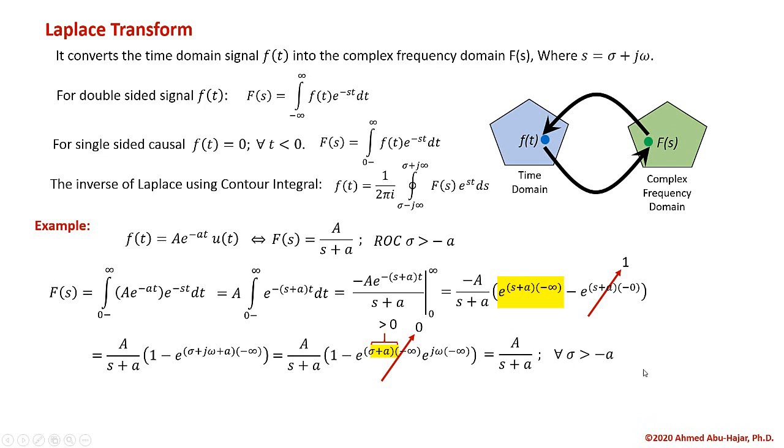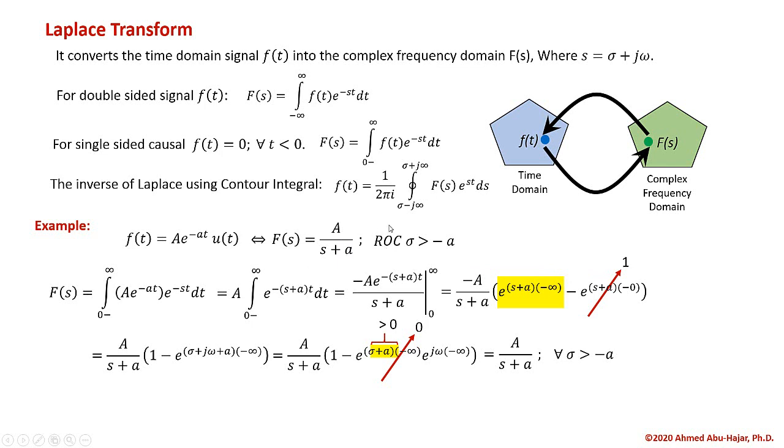But this is true as long as for all sigma greater than negative a, which is basically what we said earlier, that this exponential function, if it's causal, if it's 0 for all t less than 0, that is its transform, and it will converge.